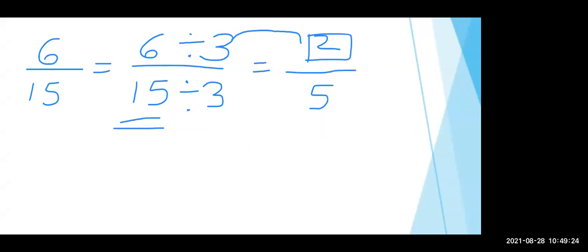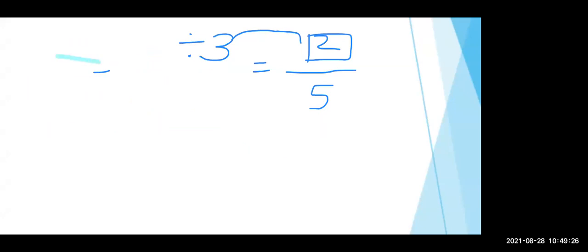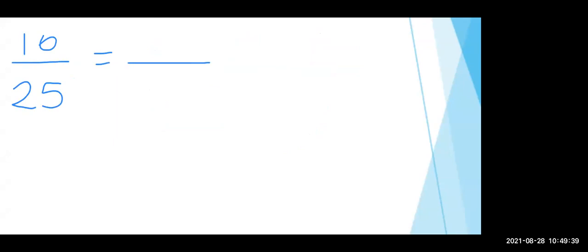Now I'll explain the second one. I'll show you afterward, then you will copy down in your notebook. Okay. Now the second one is 10 upon 25. Now 10 upon 25 equal to dash upon 5. This is what we have to do in each and every sum. The new denominator will be 5, so we have to write that down. Now the next step will be 10 upon 25.